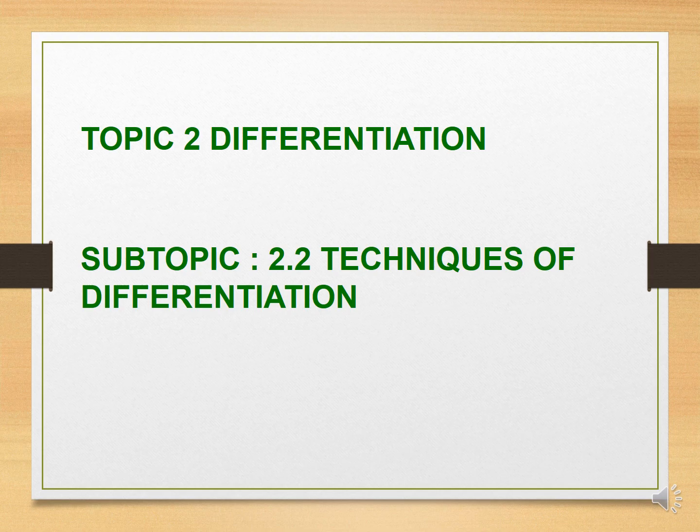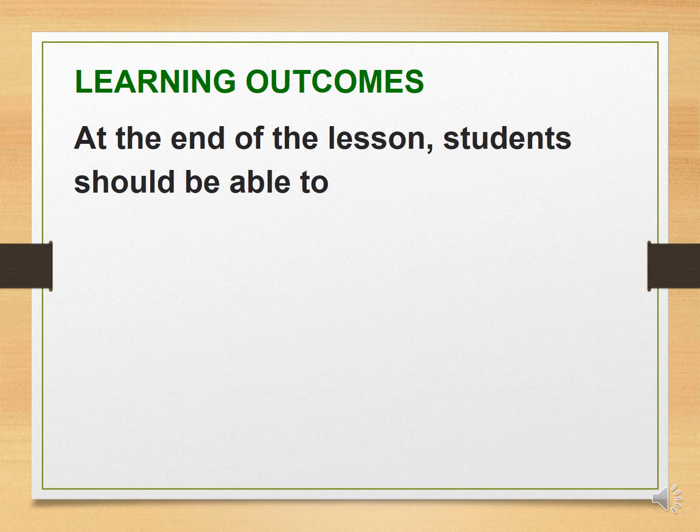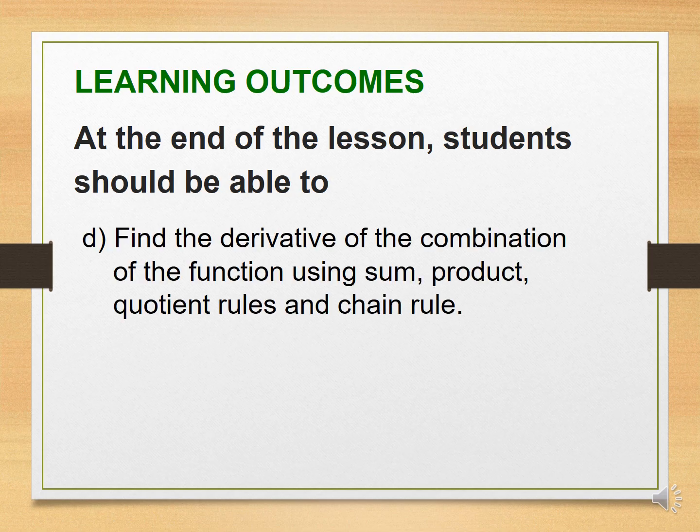Hi guys, so today we shall complete our last part of chapter 2 by discussing the subtopic 2.2, techniques of differentiation. Here are the learning outcomes for today. At the end of the lesson, students should be able to: D. Find the derivative of the combination of functions using sum, product, quotient rules, and chain rule. E. Find the second derivative.